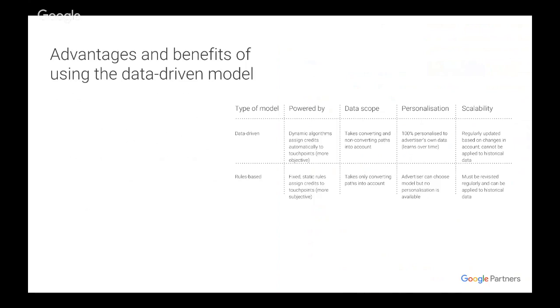On the personalization side, the data-driven one is 100% personalized because of one very simple reason. It is your data and only yours. And we're going to educate the system based on that input. Whereas with a rule-based one, you can choose the model, but you cannot personalize it further at all. Scalability. Regarding data-driven, as we were saying, this is regularly updated based on changes in the account, and it cannot be applied to historical data. And the rules-based one must be revisited regularly and can be applied to historical data, which is one of the questions we had before, so happy we provided the answer here.